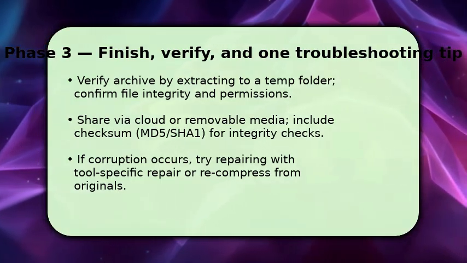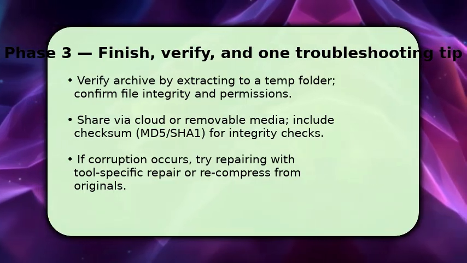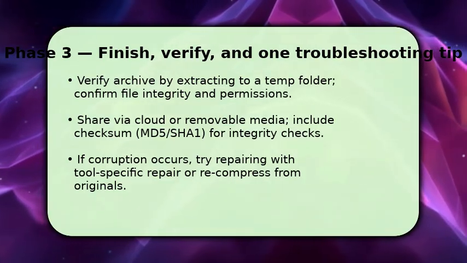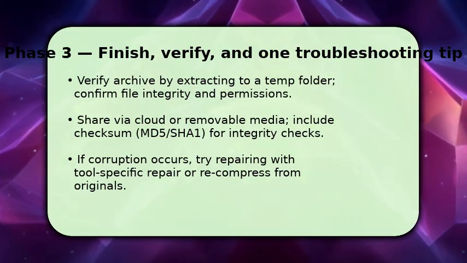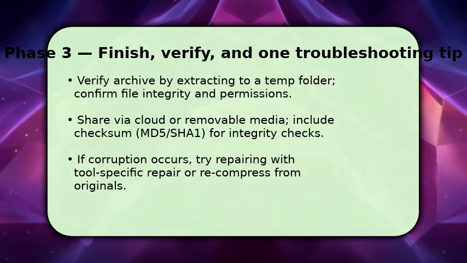If an archive fails or shows corruption, try the compressor's repair option or recompress from the original files. Make sure to check disk health and available space before retrying to avoid repeated failures.